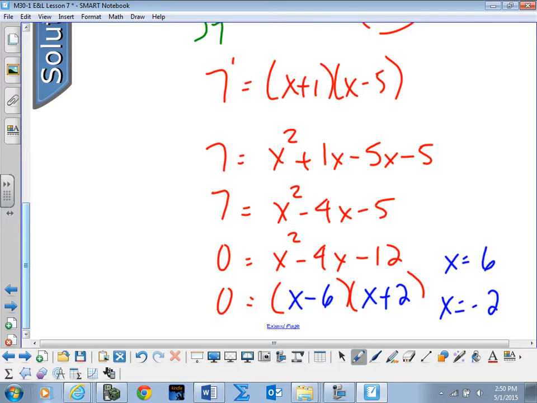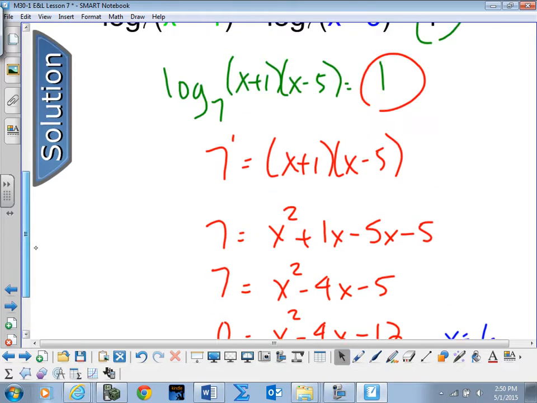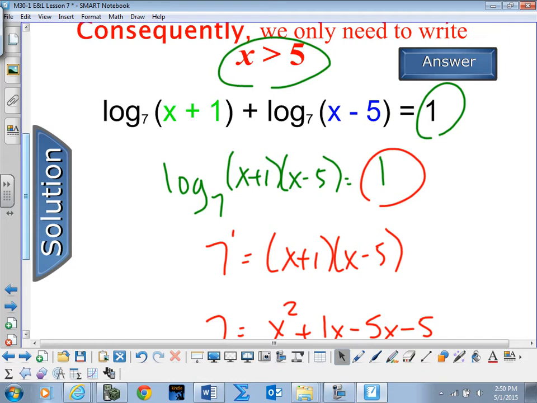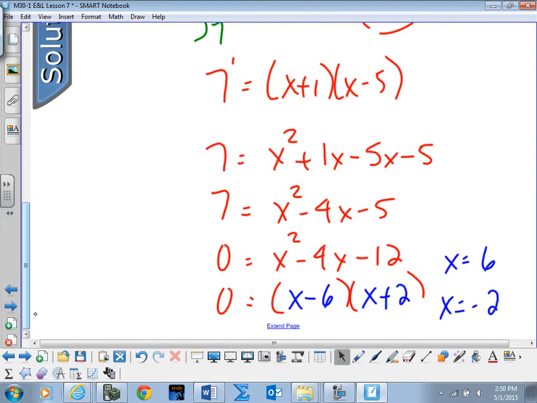So here's where the restriction becomes very important. When you have two solutions, any solution, you always need to go back and check your restriction. So remember the restriction, x is greater than 5. -2 is not greater than 5, so our answer is x is 6. Another way is to put both of those back into the original equation and see if it works. You would quickly find out that -2 is not going to work.